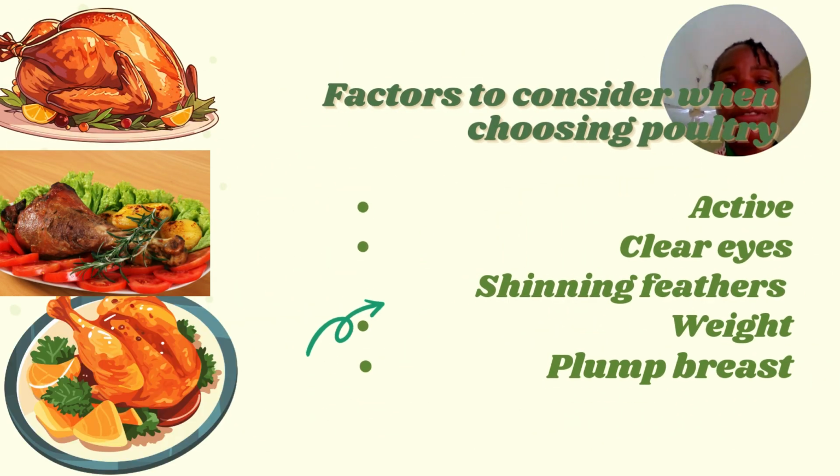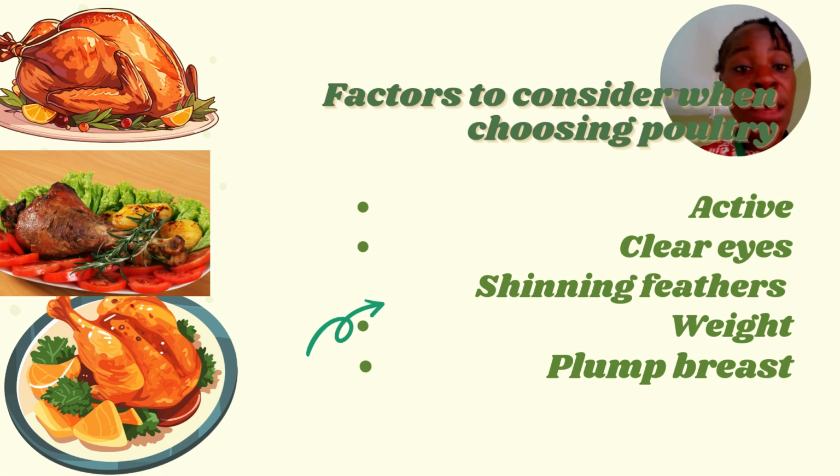I want us to look at some factors we can consider when we are buying or choosing poultry. When we go to the markets to buy our birds, our chicken, we should be able to look at some things and know that these birds are very good for us to buy. So these are the things we need to look out for when we are buying our poultry birds. One of the things is that a live bird must be active. So the first thing you watch out for when you're buying your poultry is activeness.